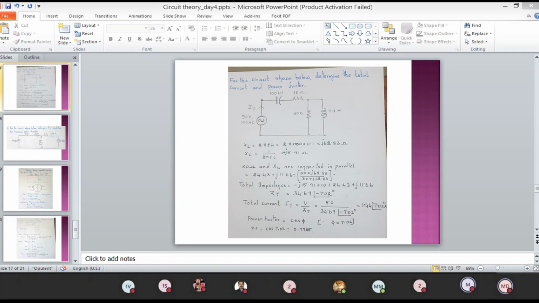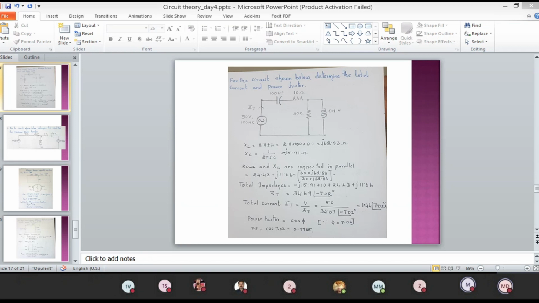So the input voltage is 50 volts, 100 hertz, the capacitor is 100 microfarads, and the resistor in series with the capacitor is 10 ohm. You have a 30 ohm resistor connected in parallel with the 0.1 Henry inductor. Now, first let us determine inductive reactance XL equal to 2 pi FL, so j62.83. XC equal to 1 by 2 pi FC, minus j15.91.